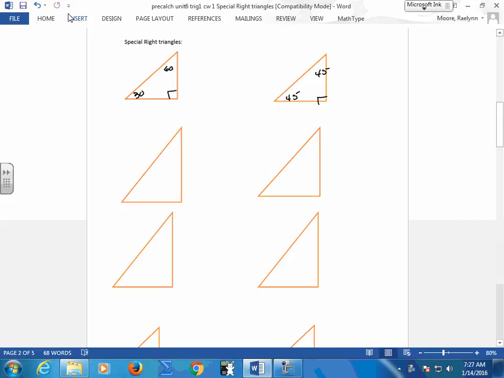Good. Across from 30 is 1, across from 90 is 2, and across from 60 is square root of 3. Okay. Perfect.